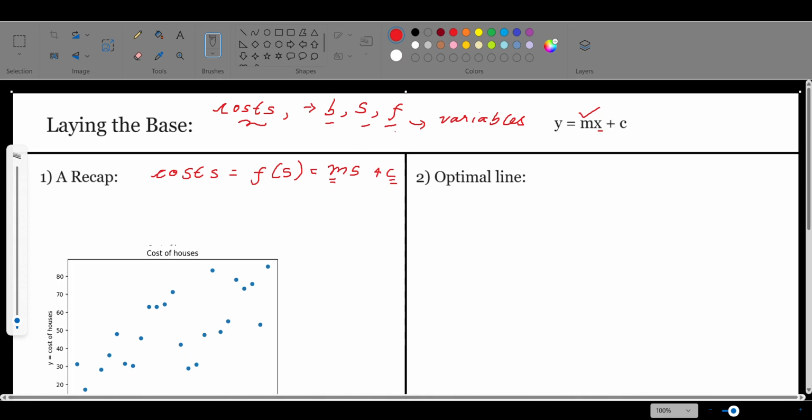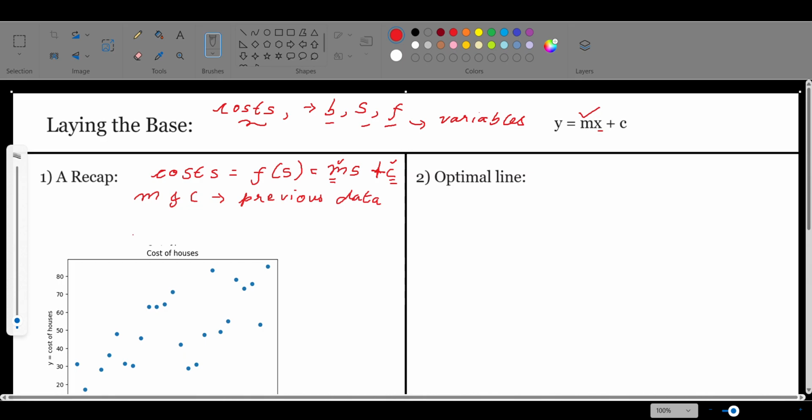So we've said that this cost is dependent on square foot area, and the way we can define this dependence is using m and c. Now how do we find m and c? M and c can be found using previous data, which means that all the data that you have on costs and the square foot area can be used to find the best values of m and c so as to create a good equation.